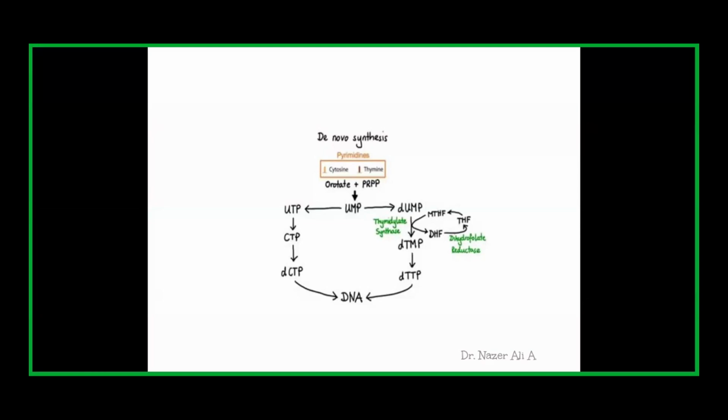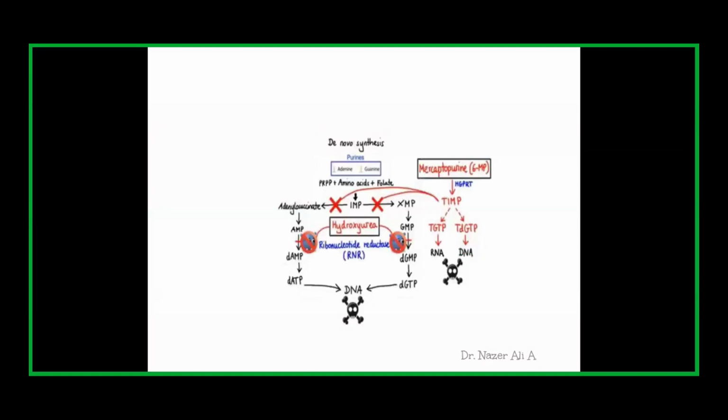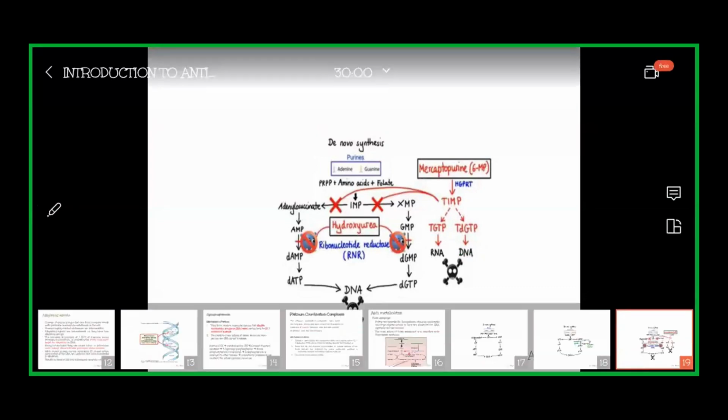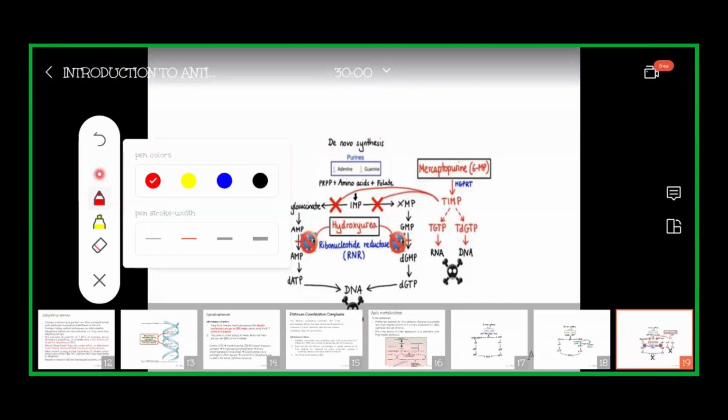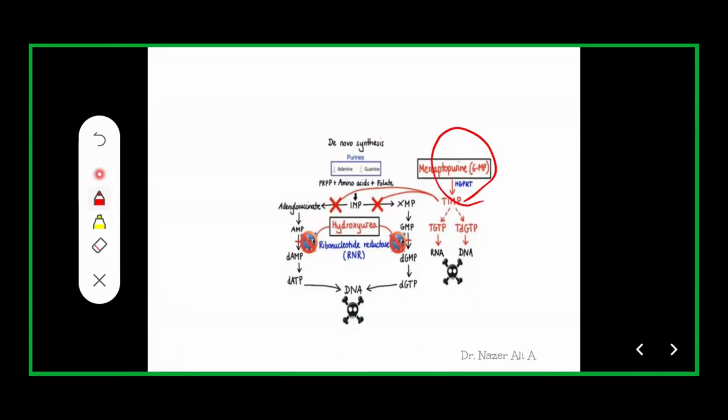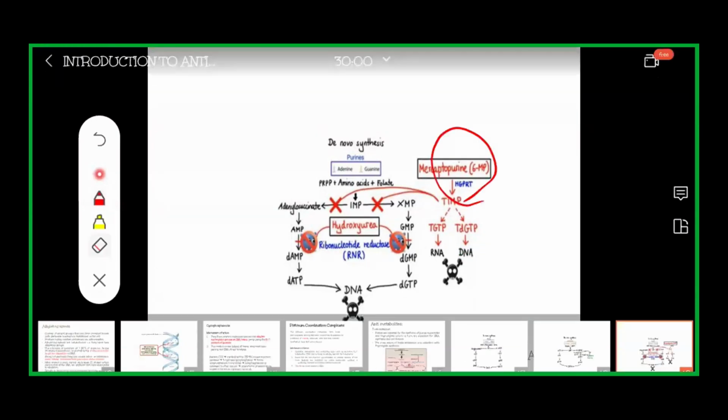Now, coming to the mechanism. Now, let's take a drug mercaptopurine. This mercaptopurine is a prodrug. This prodrug will be converted to thioinosine monophosphate, which is TIMP, which you can see here. Wait. So you can observe here TIMP.